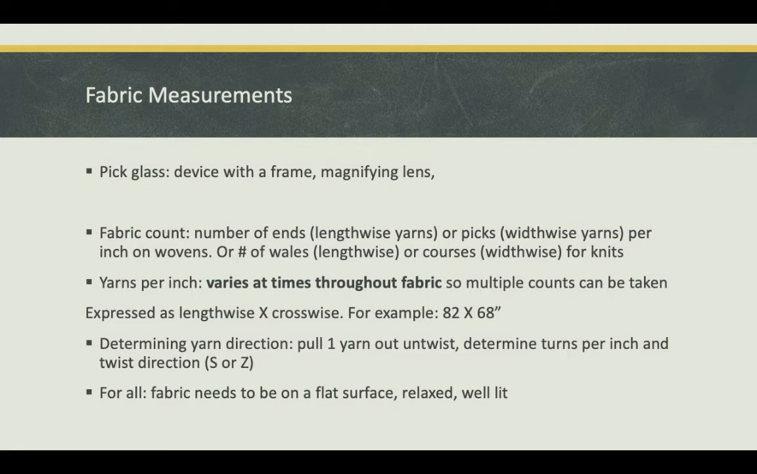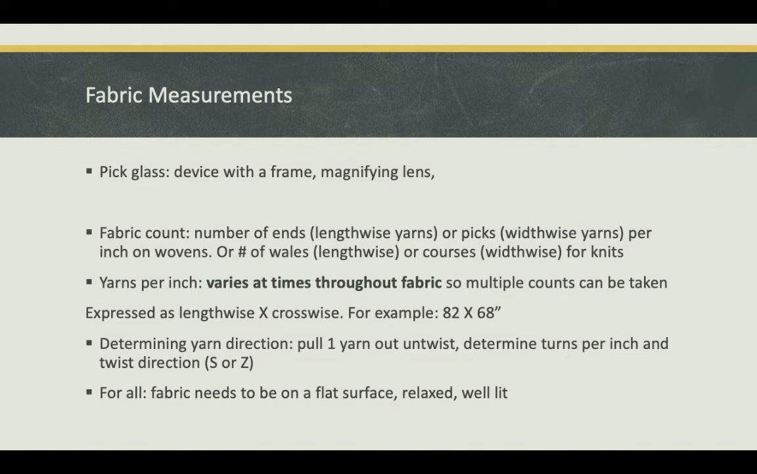Now again, express as lengthwise times crosswise. So in this example, there would be 82 lengthwise yarns or warp times 68 weft, crosswise. Determining the yarn direction, what you do is you pull out one yarn and untwist and determine how many turns per inch and twist direction. So remember, you have S twist and you have Z twist. So look at it under the pick glass.